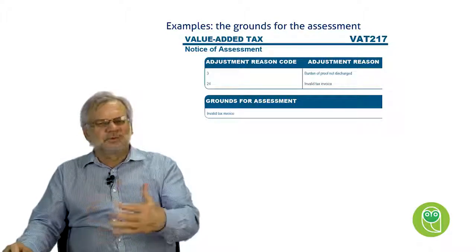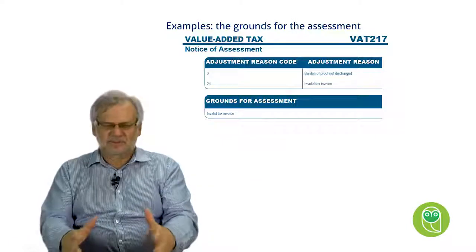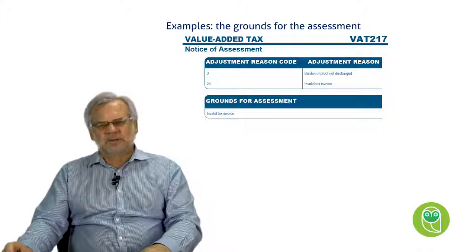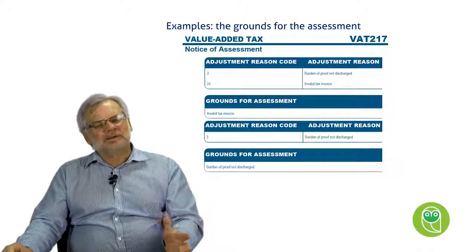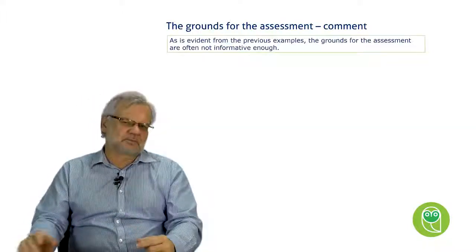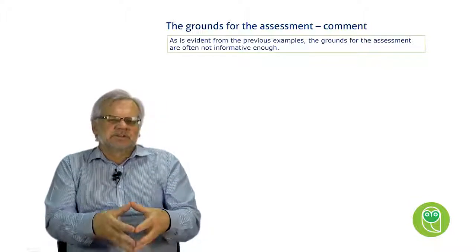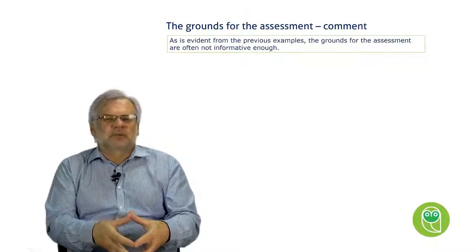Burden of proof, you can probably convince SARS, like it was in the Jazz Festival case, that whatever we've got is sufficient there, right? But okay, invalid assessment. Burden of proof not discharged, burden of proof not discharged. Wow, that reason must be more specific for me. So, as is evident from these examples, the grounds of assessments are generally not informative enough. And for me, that's a big problem.